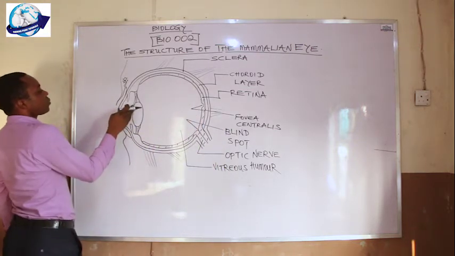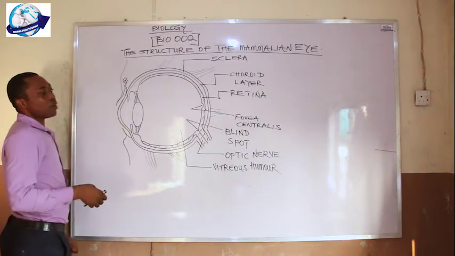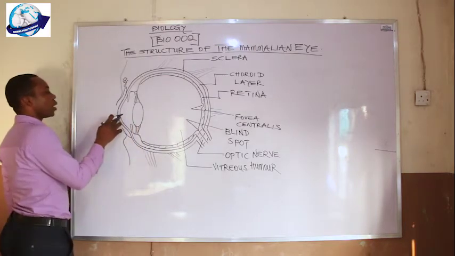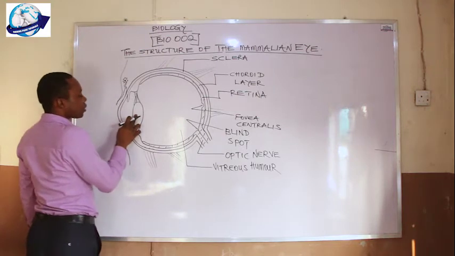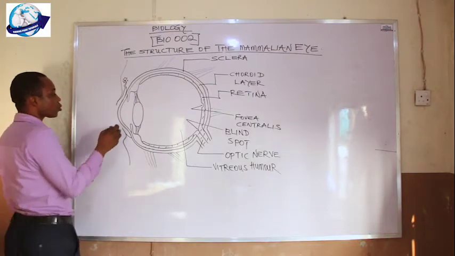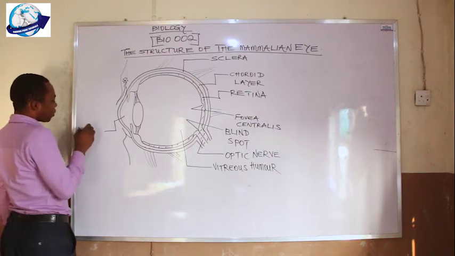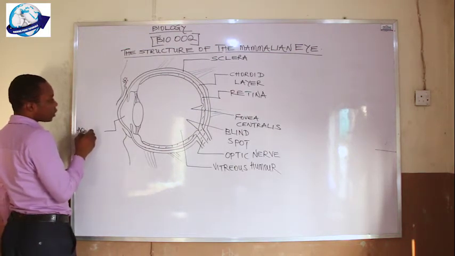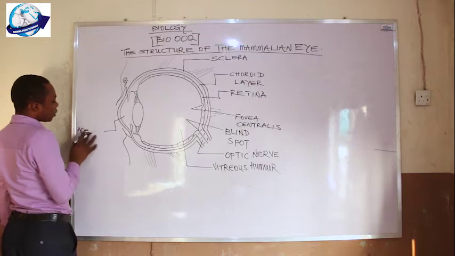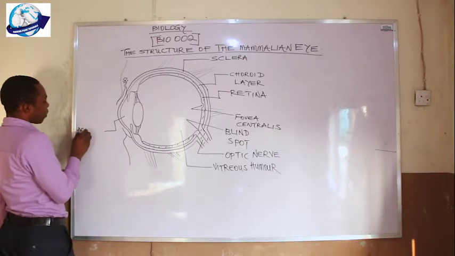Then between the lens and the cornea, because you know that the cornea is an extension of the sclerotic layer at the front, which becomes transparent. Between the cornea and the lens of the eye, there's a space, and that space is filled up by a jelly-like liquid called the aqueous humor. The aqueous humor is also transparent. It allows light rays to pass through it, and it also refracts light rays.